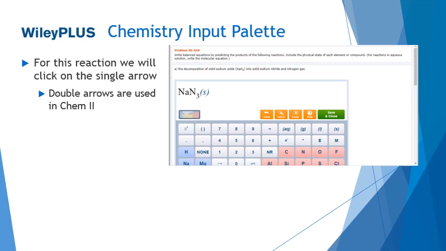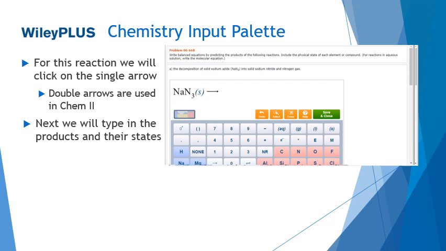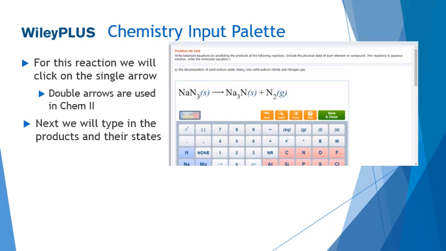So for this reaction, we'll do a single arrow. The double arrows are used in Chem 2. I'll click on the single arrow button. Now I will type in the products. The products are solid sodium nitride and nitrogen gas. Okay, I have to know what sodium nitride is, but that's the chemistry part of this. We're just working on the interface.